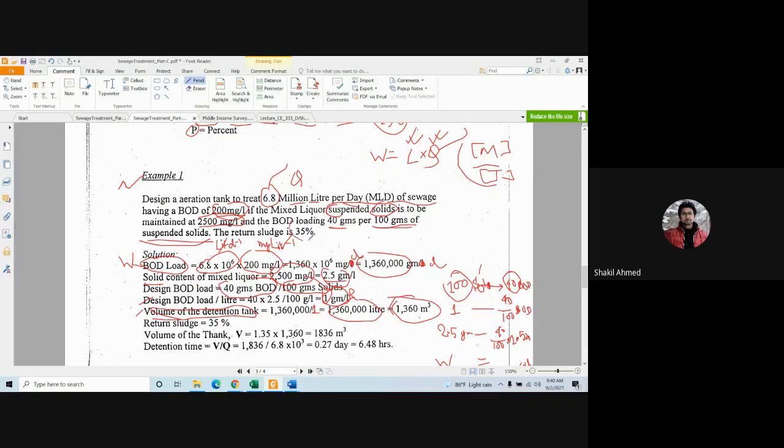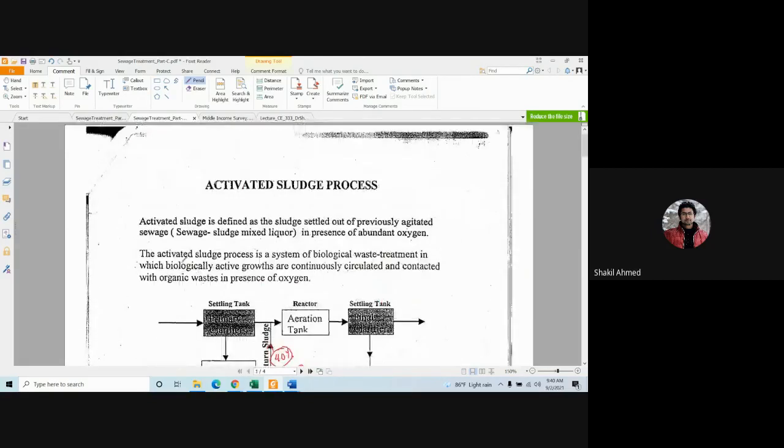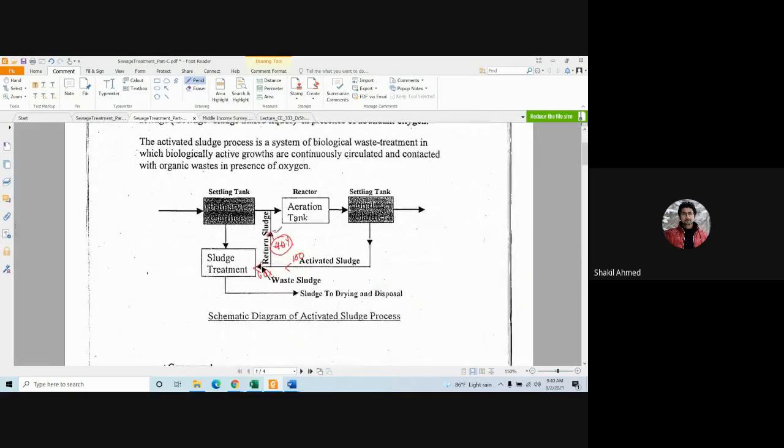Return sludge is 35%. Here, return sludge is not 40, it's 35%. Are we returning sludge to anywhere else? No, we are not returning sludge to anywhere else. So the rest will be 65%. Together it is 100%.